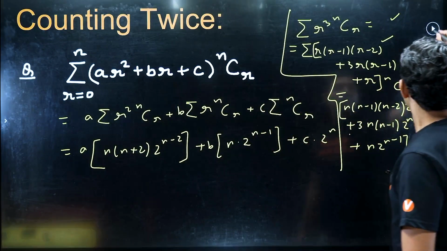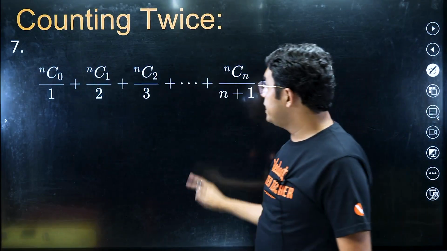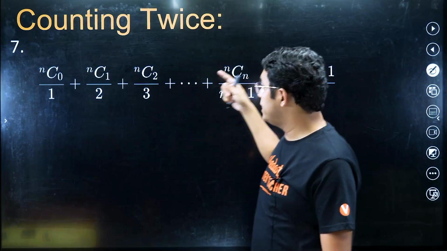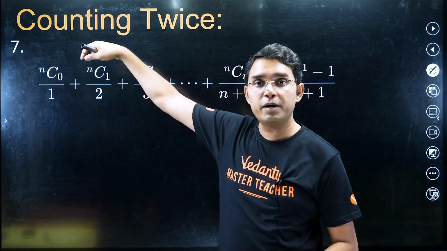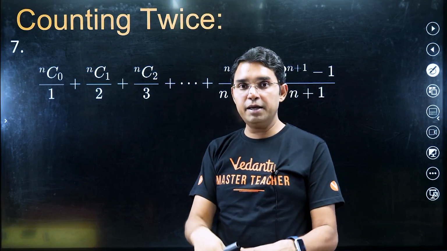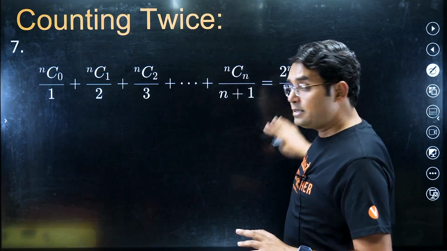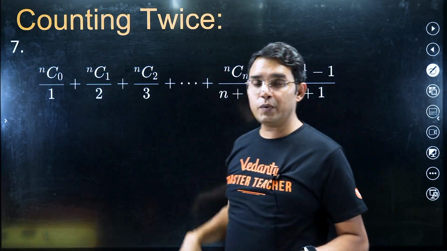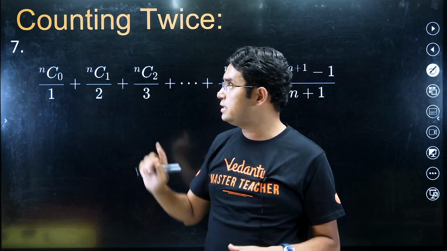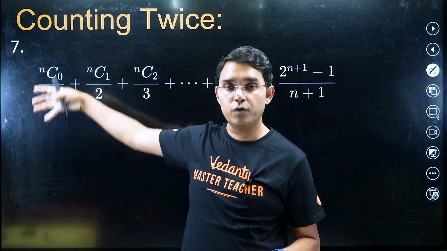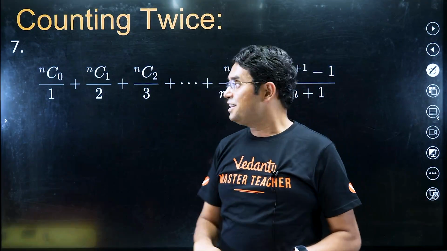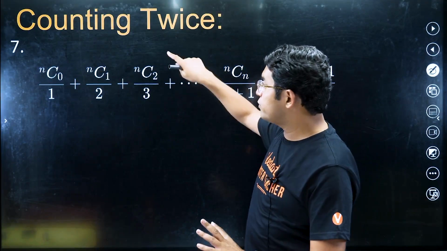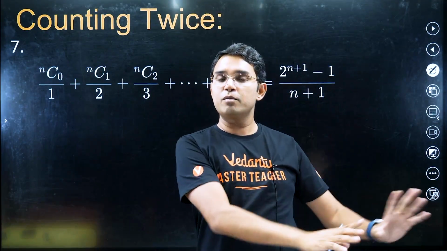Okay. Now this identity where 1 is divided, 2 is divided, 3 is divided, this is normally done by integration, or maybe that property number 3 which I discussed here in the session. Let me tell you, if you do it by counting twice, it is not that obvious or direct as it was for the identities before it. But we can still derive it. Still, I'll say that if you're not comfortable with this method of counting twice, you continue with your normal method only.